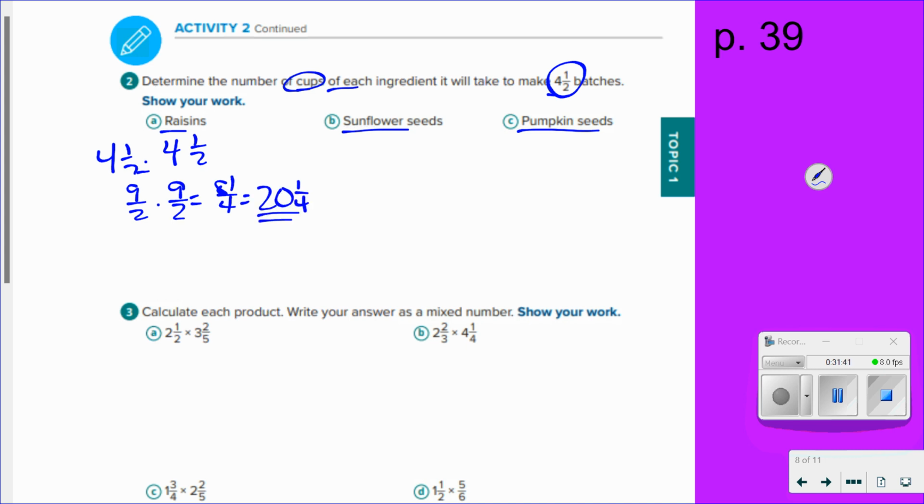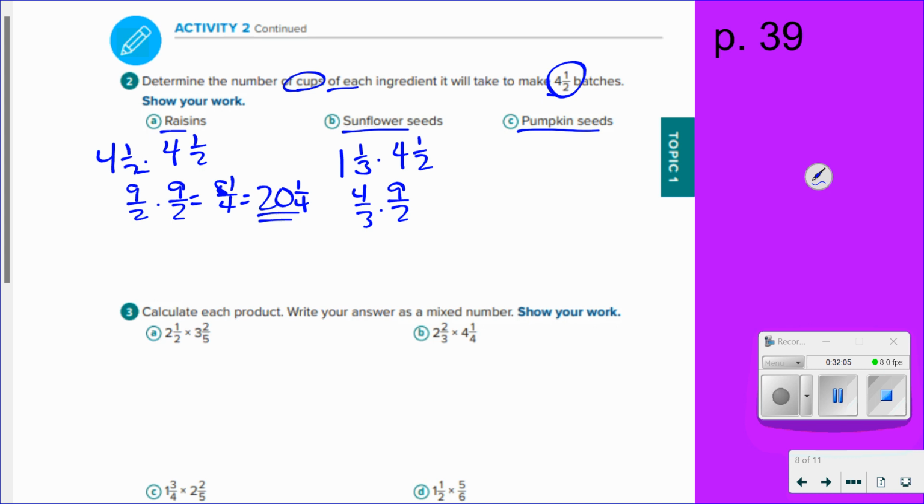Sunflower, what was the recipe called for? Quickly. No, that was raisins. It did sunflowers too? Oh, sunflower, 1 and 1/3. Thank you. Glad someone can talk. 1 1/3 times 4.5. Again, slam dunk gives me 4/3 times 9 halves.